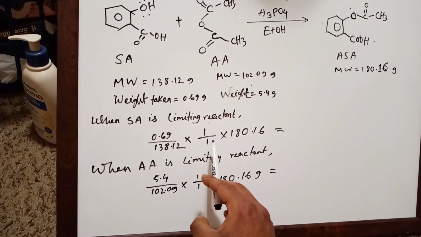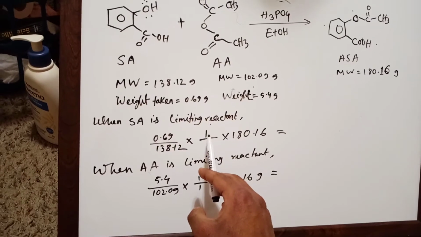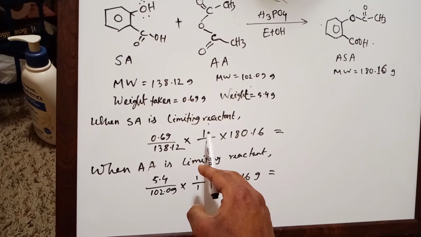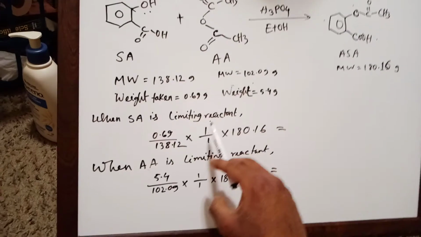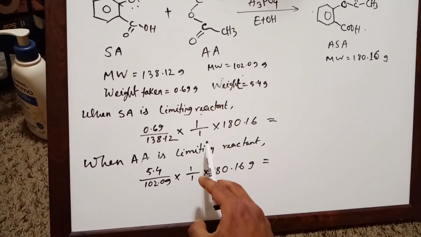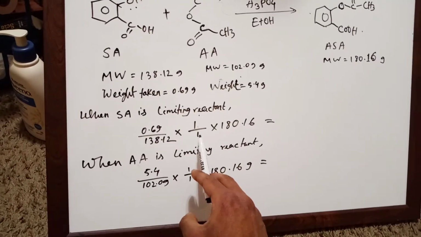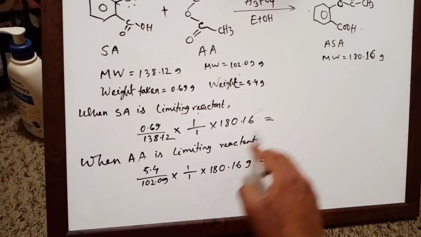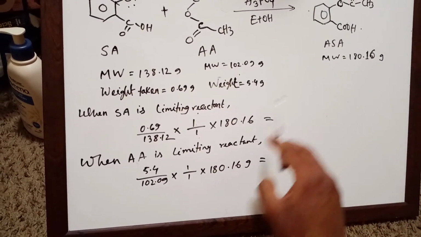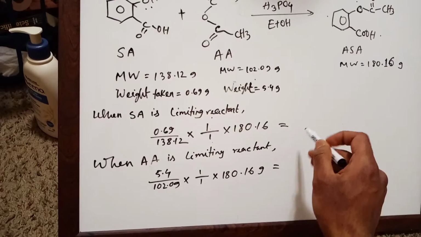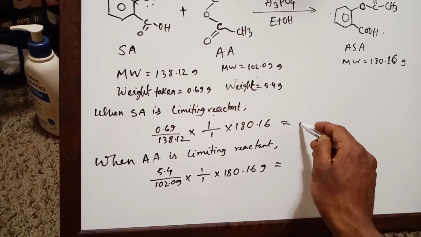This is the molar ratio, okay? Molar ratio of acetyl salicylic acid 1, and molar ratio of salicylic acid 1. Then multiply with the molecular weight of acetyl salicylic acid, or aspirin. So then we will get one value, okay?